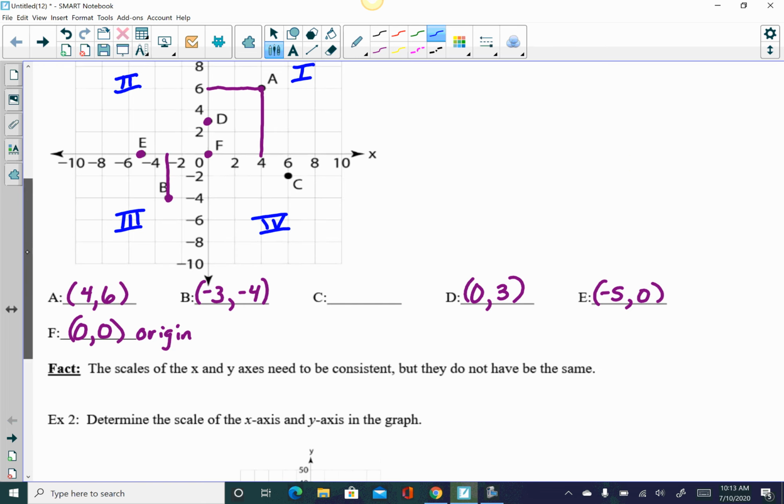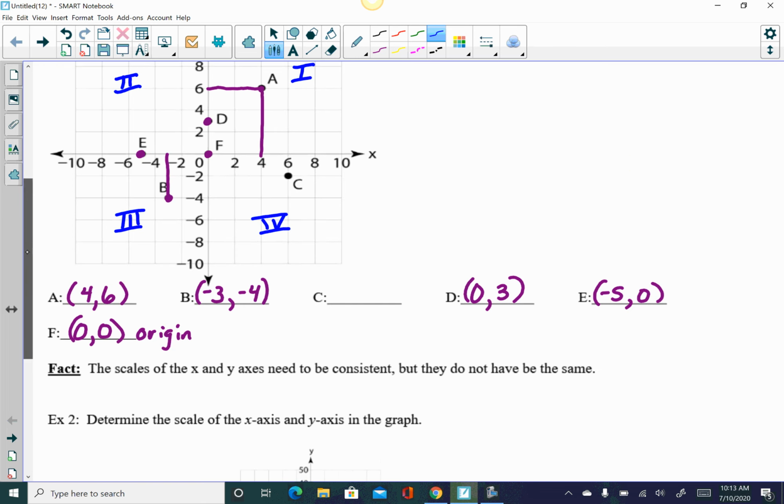On the y-axis, I need to be able to get to 10. I can tell this axis is not as long, so let me see if I can count by twos. 2, 4, 6, 8, 10. So remember, it's okay that there are different scales just as long as they're consistent on that axis. So the x-axis is consistent by counting by ones, y-axis is consistent by counting by twos.